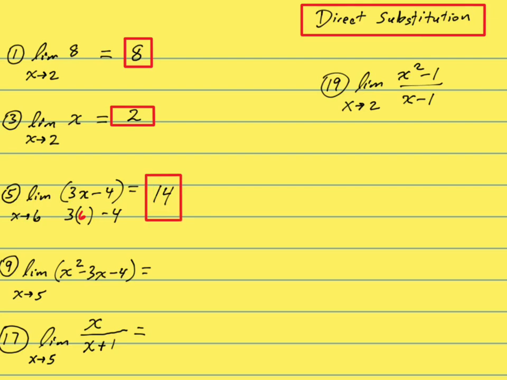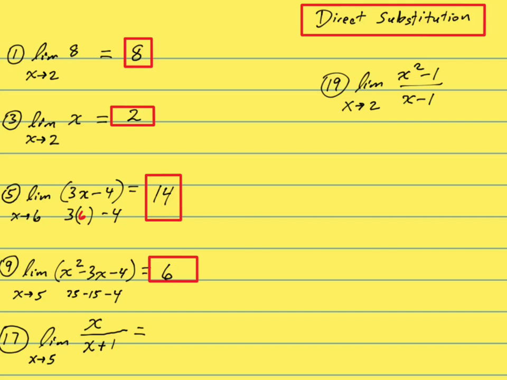On number 9, can you put 5 in and get 25 minus 15 minus 4? 5 squared is 25, minus 15 is 10, minus 4 would be 6. If you put a 5 in, 25 minus 15 is 10, and then 10 minus 4. Yep, that's right. And 17.